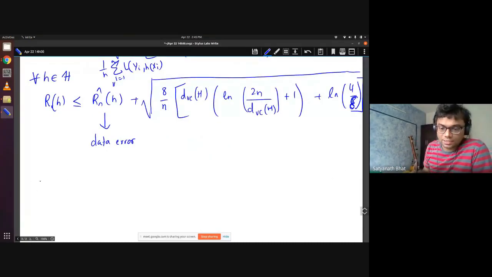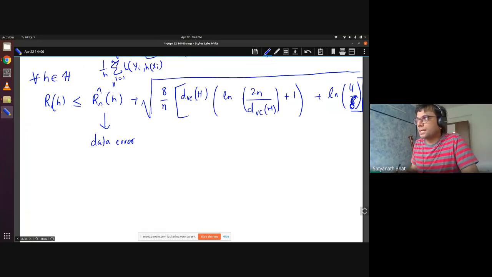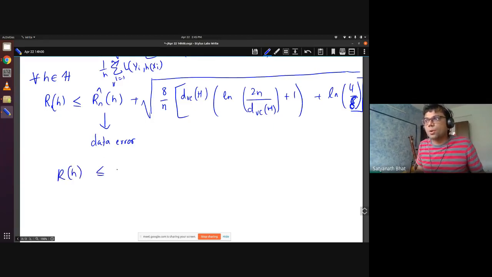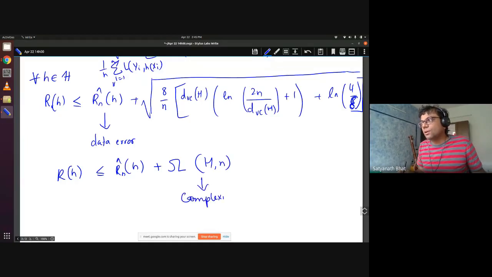The upper term I would like you to notice: this log term is not so important, these are all constants. It is mainly d_VC of h by n. As n increases, this becomes smaller and smaller. So essentially, our R of h is upper bounded by Rn hat of h plus a term omega_H of n, which represents the complexity of our bag.